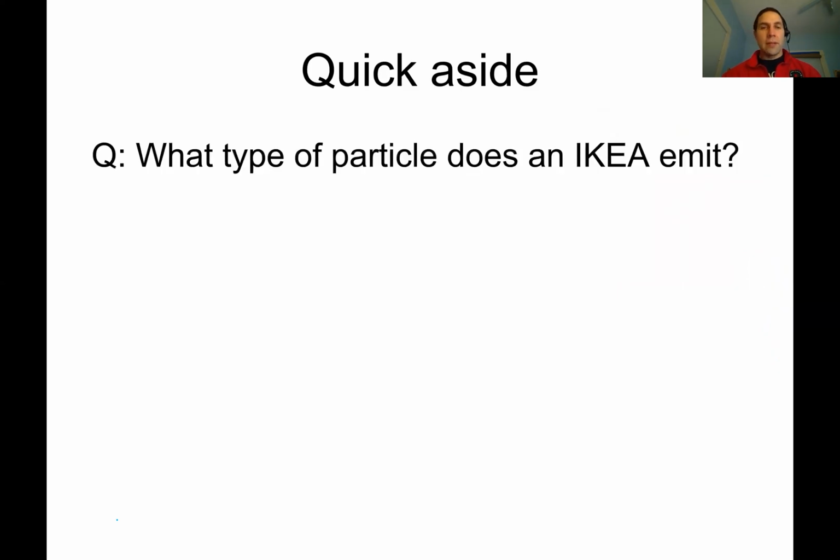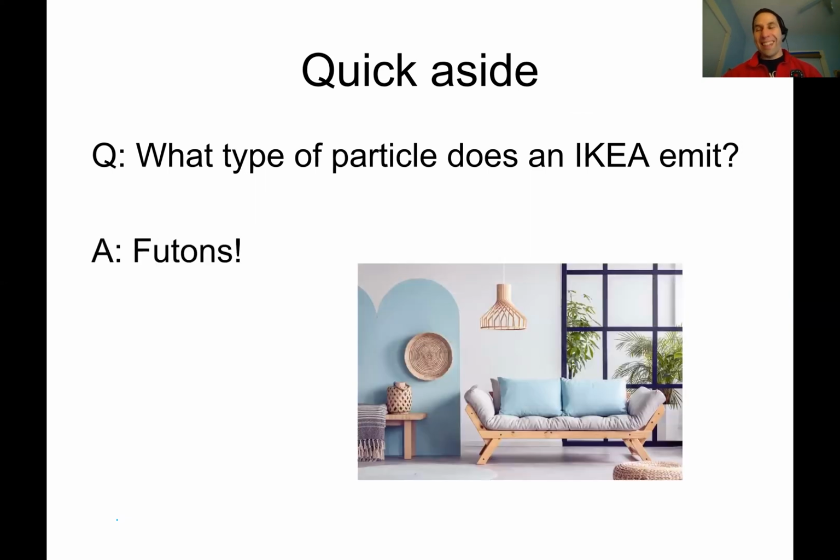A quick aside, what type of particle does an IKEA emit? A photon.